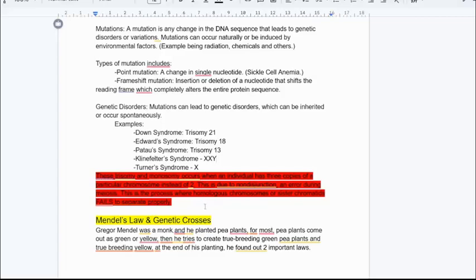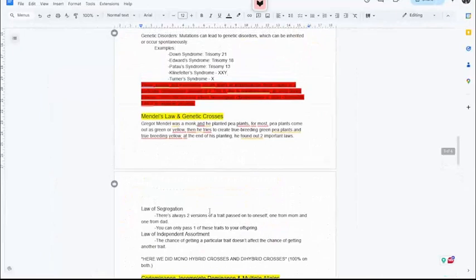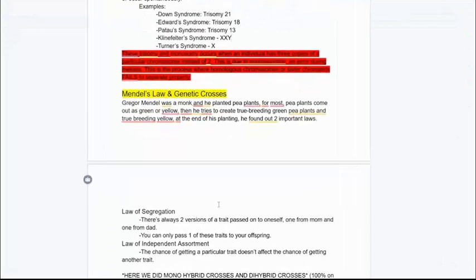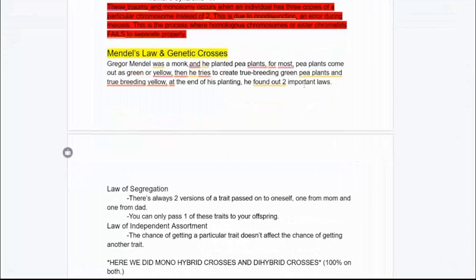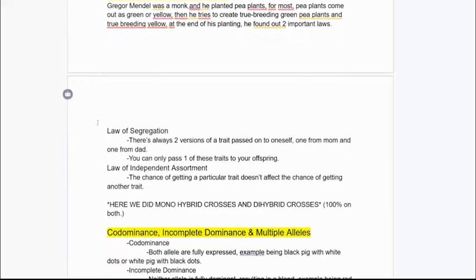So this actually happens. Now we talk about a little bit of Mendel and traditional genetics. Mendel was a monk. He planted pea plants, and for the most part, the pea plants came out yellow and green. And then he found out all of these funny things. He bred them, and they found 2 laws. Well, 3, but I didn't write that. The law of segregation is that there are always 2 versions of a trait passed through yourself.